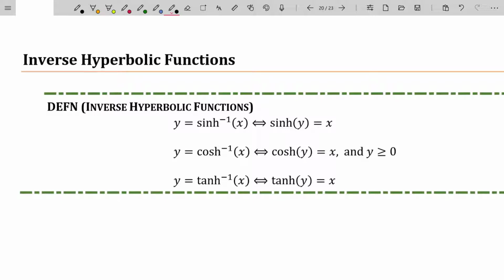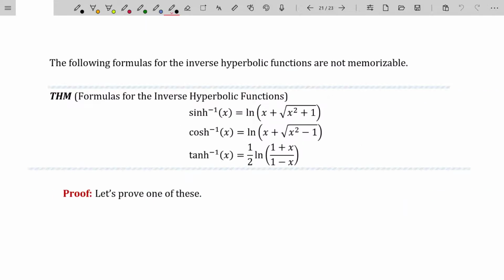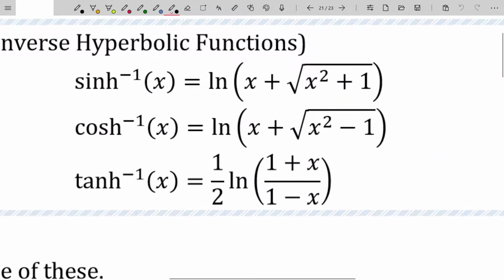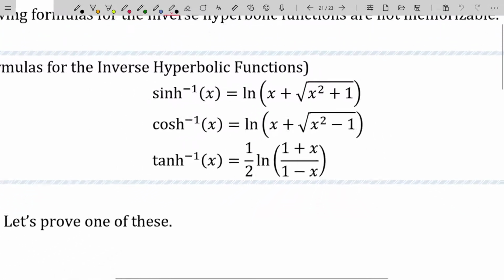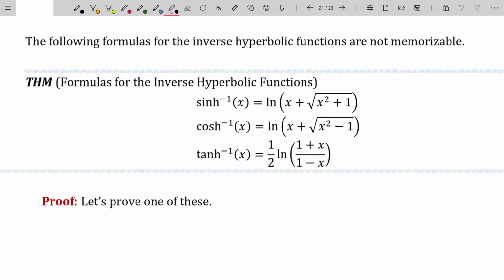Not much else I can really say about those. So let's move on from there to these guys. Now, the following formulas are not memorizable. Again, I only present these because often if you're working in a calculus course and your instructor decides to cover this material, they are going to cover inverse hyperbolic functions. Not because they want you to work with these forms right here, but because they want you to know their derivatives. So let's go ahead and focus just on these three right here.